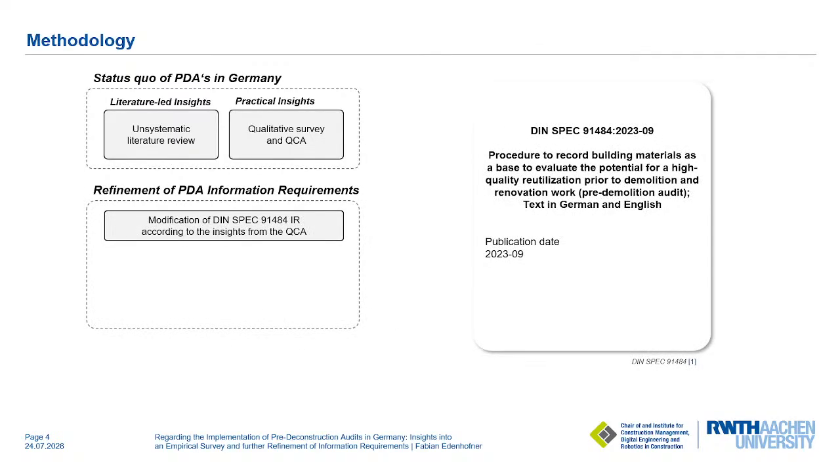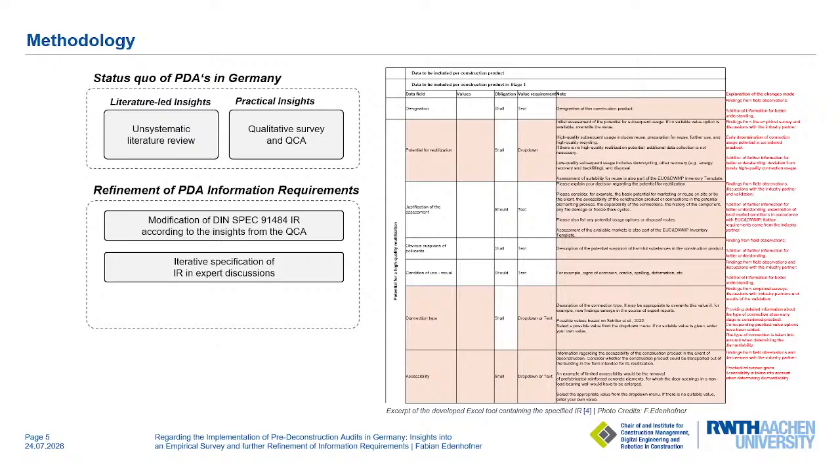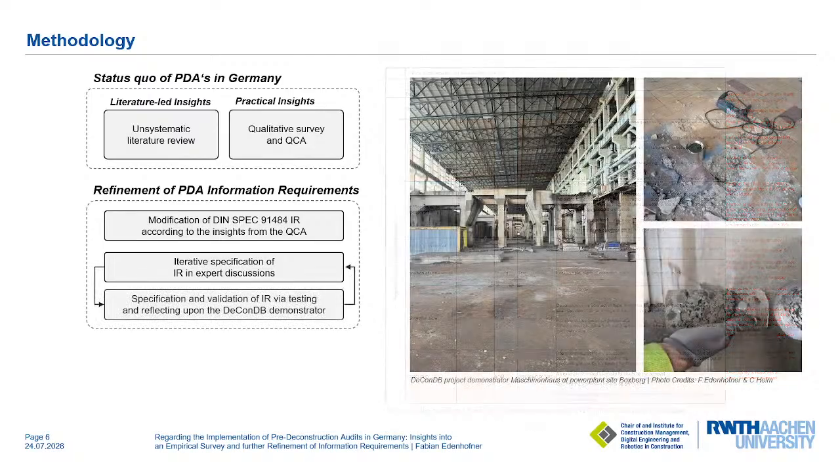This was the starting point for us to take the information requirements from the DIN SPEC 91484 and further evaluate and refine them. So we took the findings from our QCA and modified the DIN SPEC information requirements, more on that later. Then we basically had an iterative specification process. We gathered all the information requirements in a large Excel sheet, also more on that later. Then we had various discussions with our DeconDB project partner, Knepper, and also validated and reflected those information requirements upon the PDA we did of our project demonstrator.